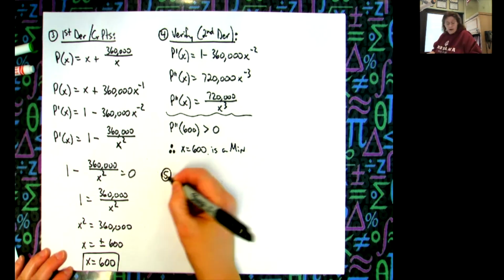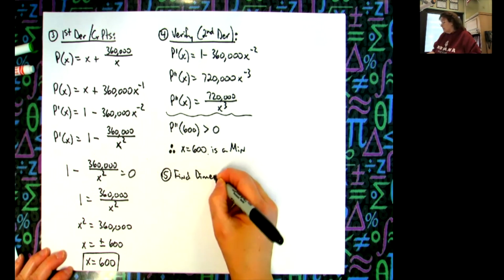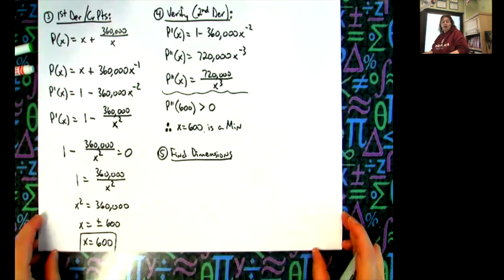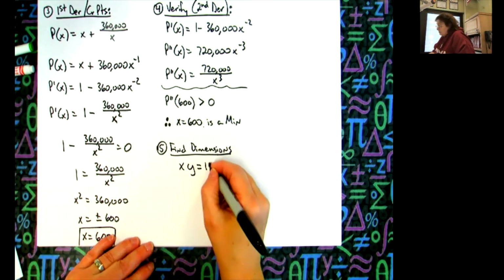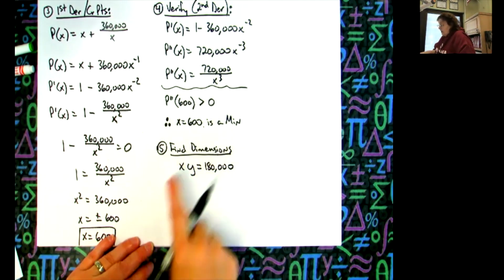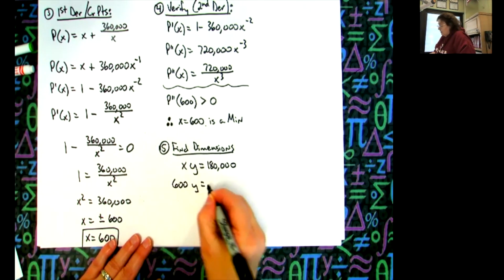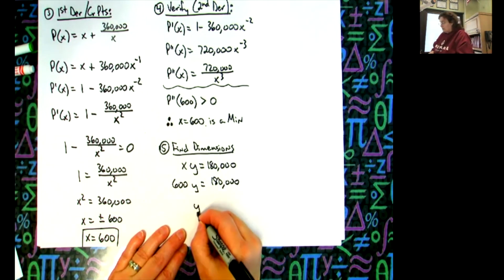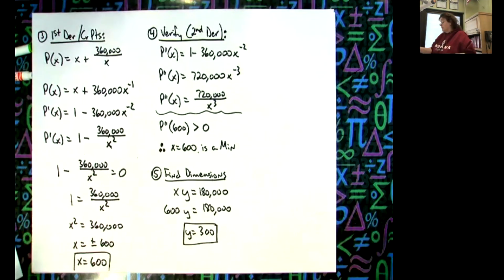Step 5 is to find whatever other dimensions I might need, because we wanted the dimensions of this pasture. Let's do the area formula, because x times y was 180,000, and I know what x is now. x is 600. So 600y equals 180,000. This is just basic arithmetic. Solve. I get y equal to 300. So now I've got my other dimension.